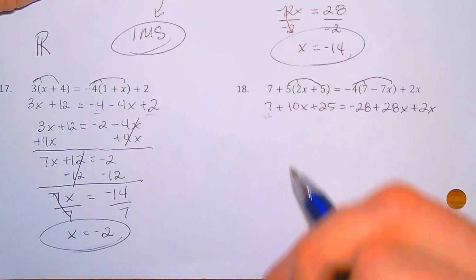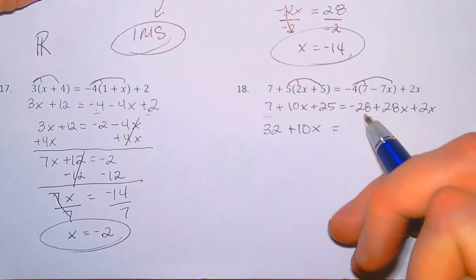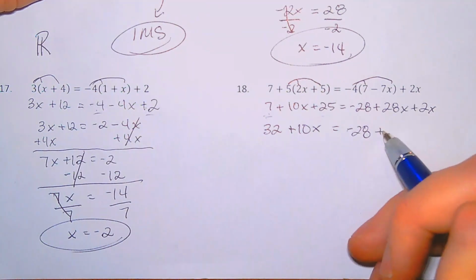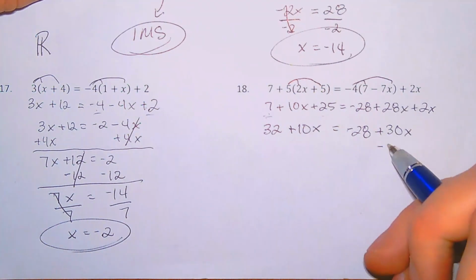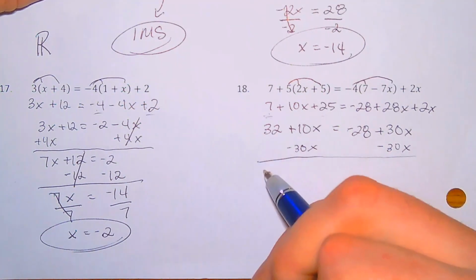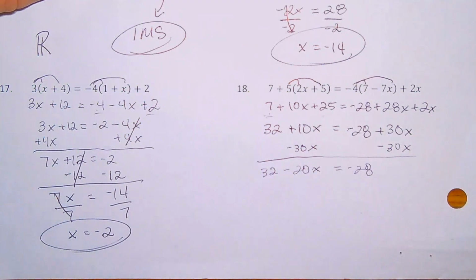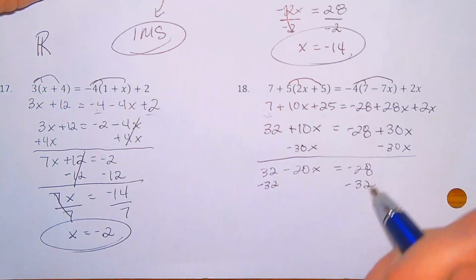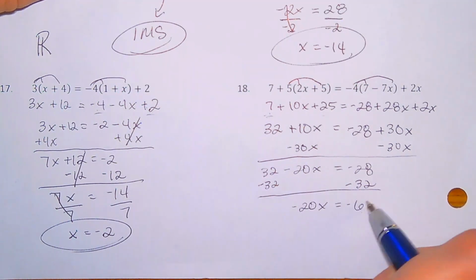7 plus 25 is 32 plus 10x equals negative 28. Then 28x plus 2x should give us 30x. Again, move your variables to the left. I want to subtract off that 30x. 32 minus 20x equals a negative 28. Subtract my 32, move your numbers to the right. Negative 20x equals negative 60.